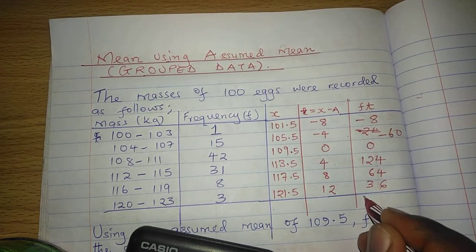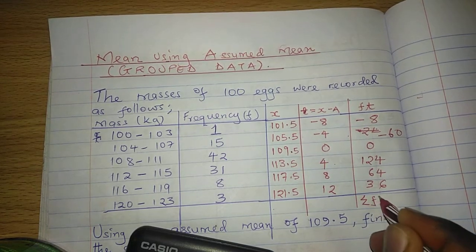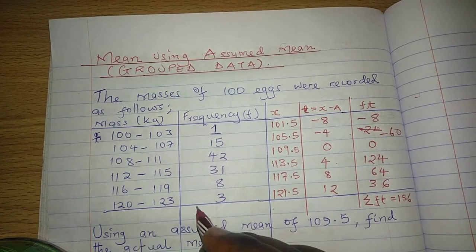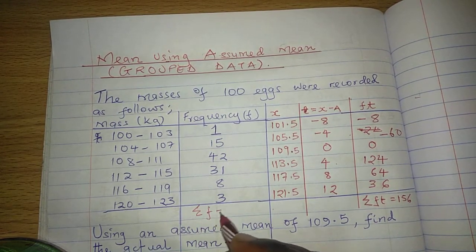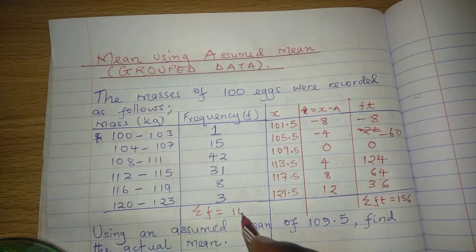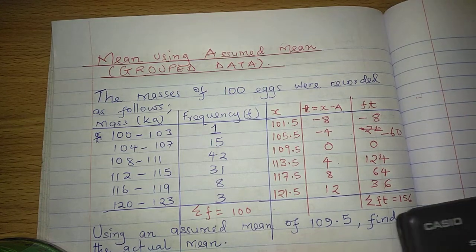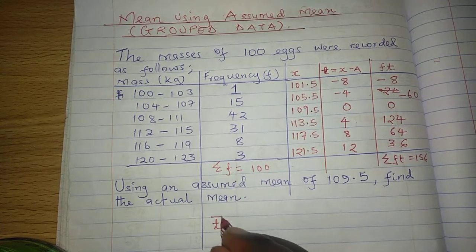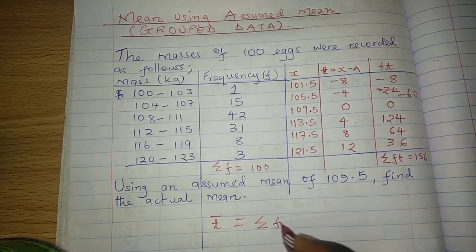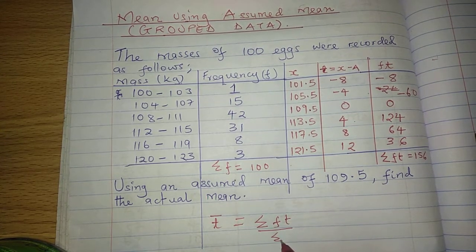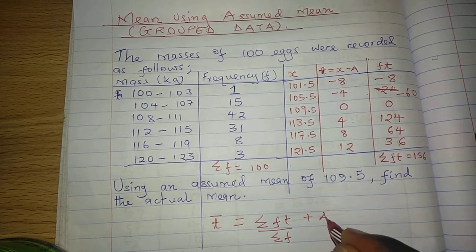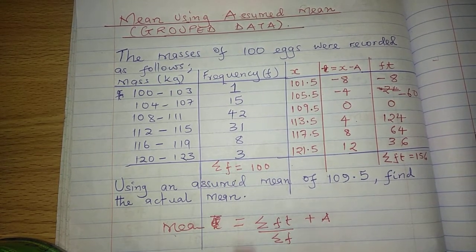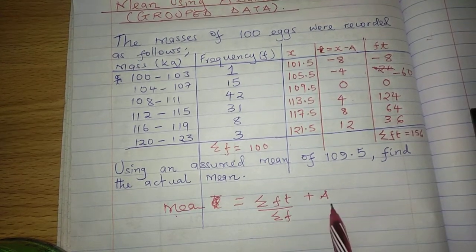So we can sum up all the FT, and this will give us 156. On this other side, when the frequency is added, and already we've been told it is 100, so we should automatically get 100. So when we take the mean of t, which will be given by the sum of ft divided by the sum of f, then we add the assumed mean. This one should give us the real mean. So mean is given by mean of t plus the assumed mean.